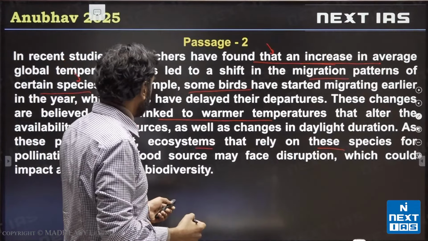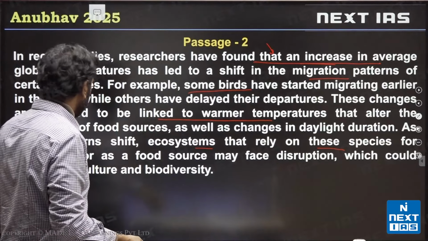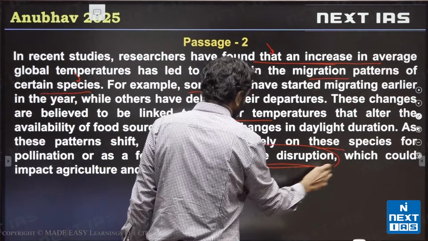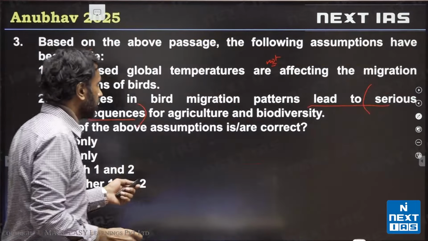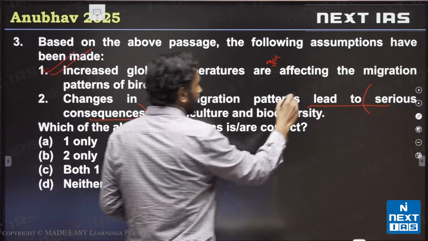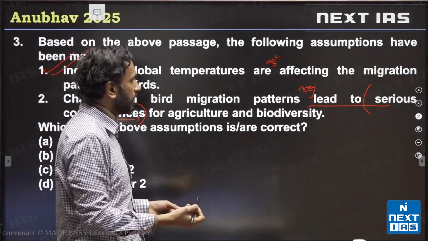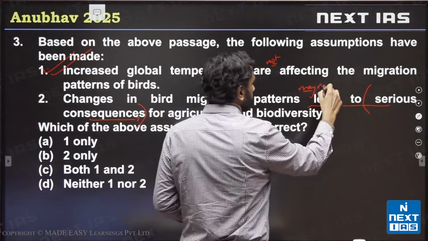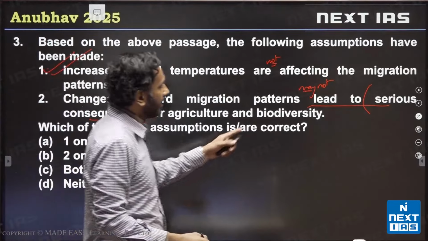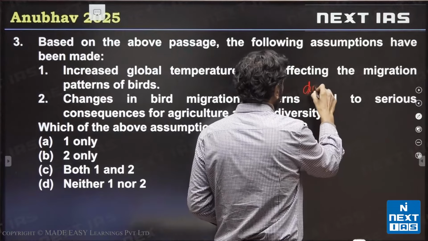And you'll notice in the passage, we are told as these pattern shifts, ecosystems that rely on these species may face disruption, right? May face disruption. So I can't say lead to serious consequences. If I said may not lead to serious consequences, this also makes no difference to the passage. May lead to, may not lead to, right? So by adding the word not, we should just add the word not here and not may not. Don't lead to.